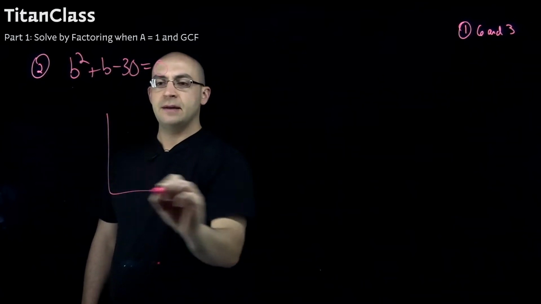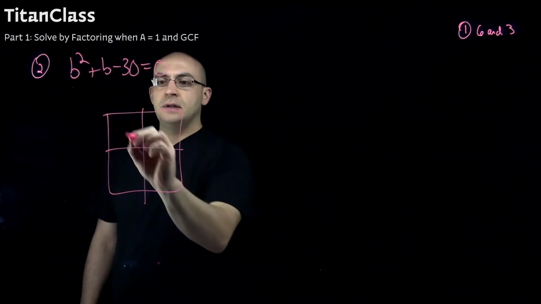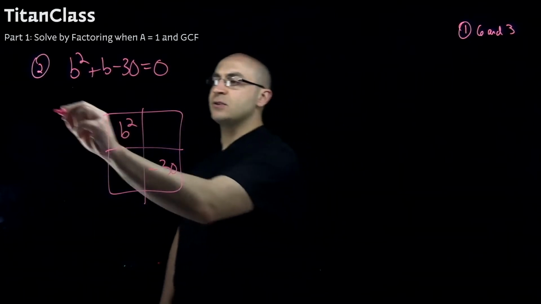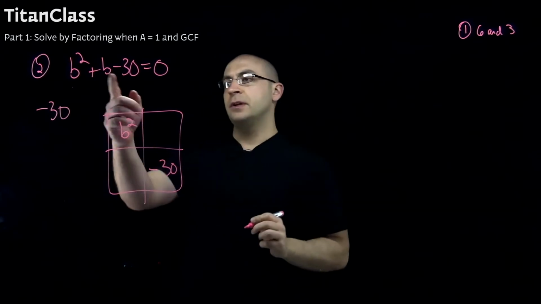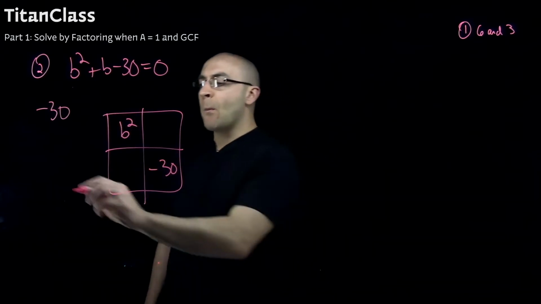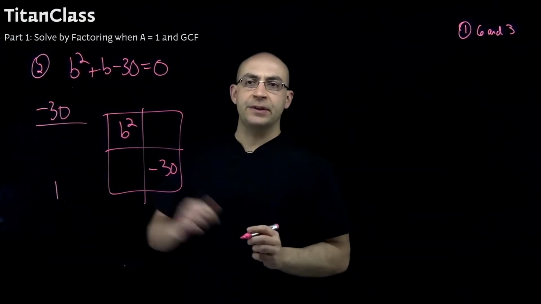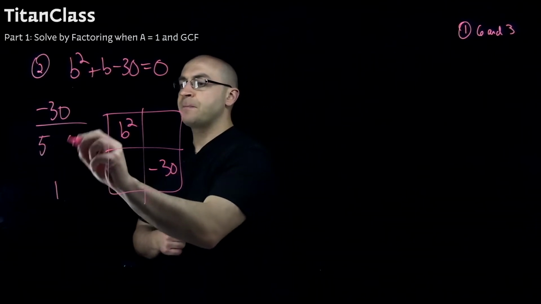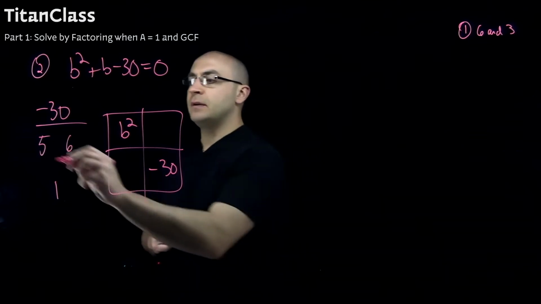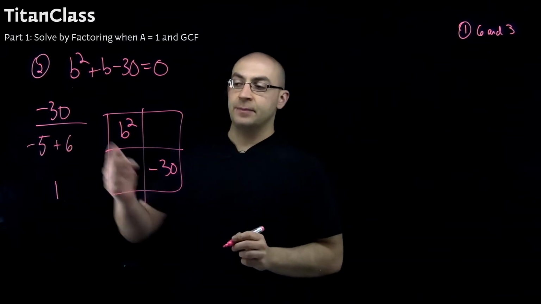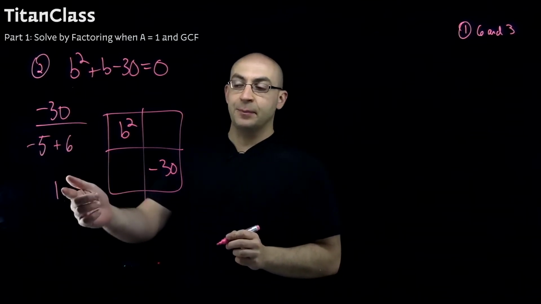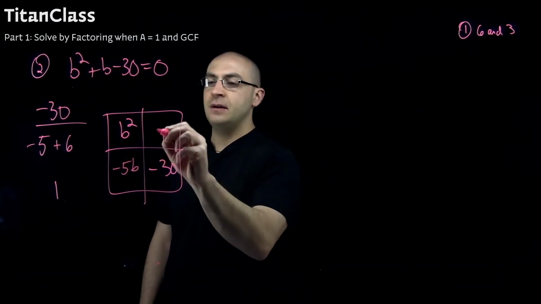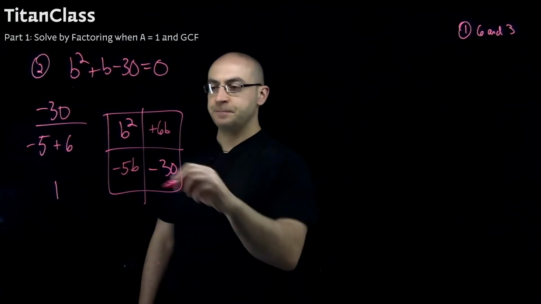All right, again, area model. B squared and negative 30. Looking for factors of negative 30, but be careful, our term here is 1. So I'm looking for factors of negative 30 that can add or subtract to positive 1, and I'm looking for a 5 and a 6. But in this one, I need a negative 5 and a positive 6, right? Because I need to multiply to negative 30, but I need to add to positive 1. So I'm going to have a negative 5b and a positive 6b.